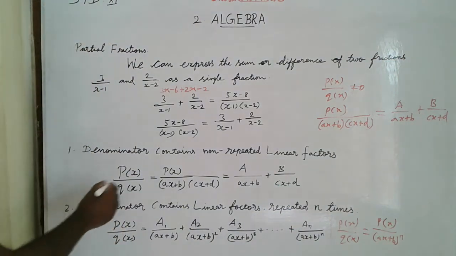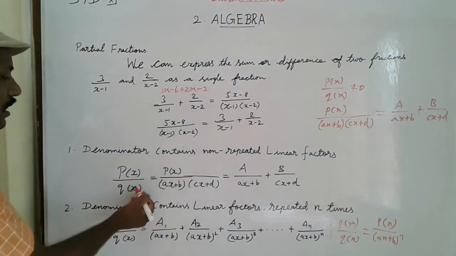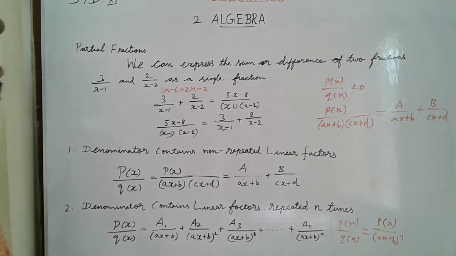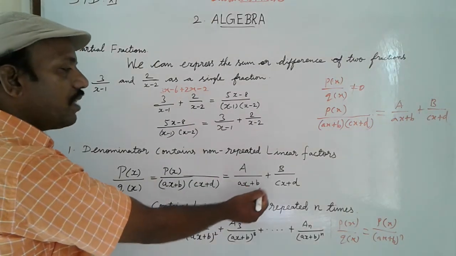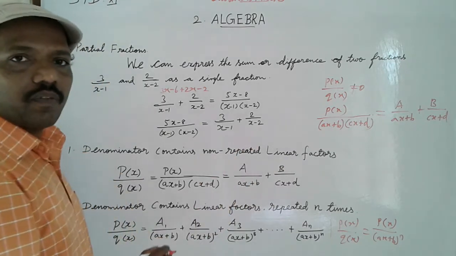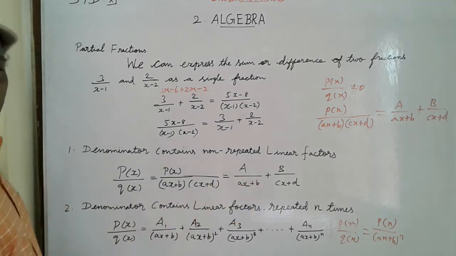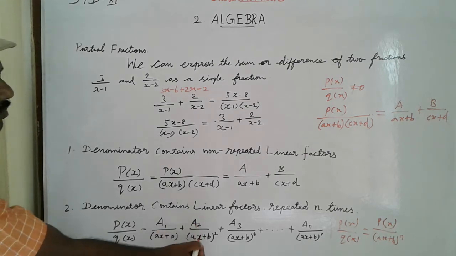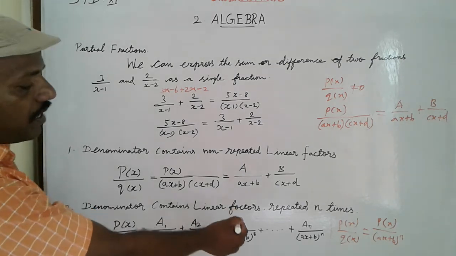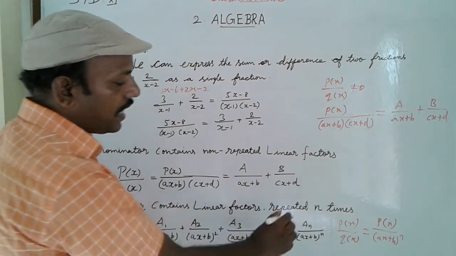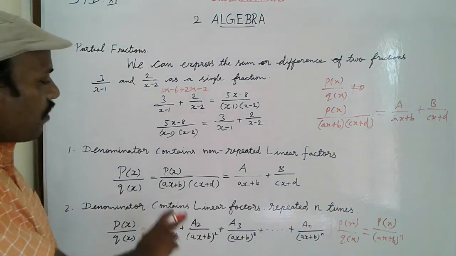The first formula is for p of x divided by q of x whose denominator has ordinary factors (ax + b)(cx + d). This is the format: a divided by (ax + b) plus b divided by (cx + d). The second is when the denominator is repeated n times. We write p of x divided by q of x equal to a1 divided by (ax + b) plus a2 divided by (ax + b) whole square plus a3 divided by (ax + b) whole cube, plus etc., plus an divided by (ax + b) whole power n. These are the two formulas for partial fractions.